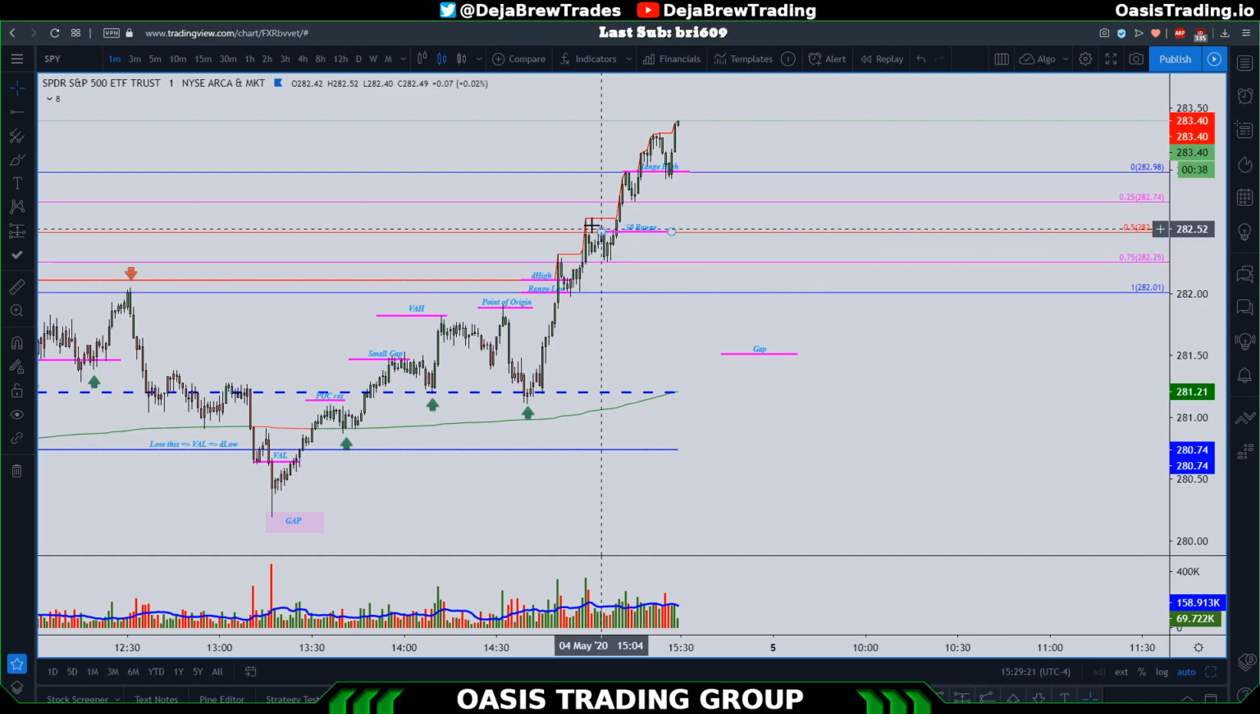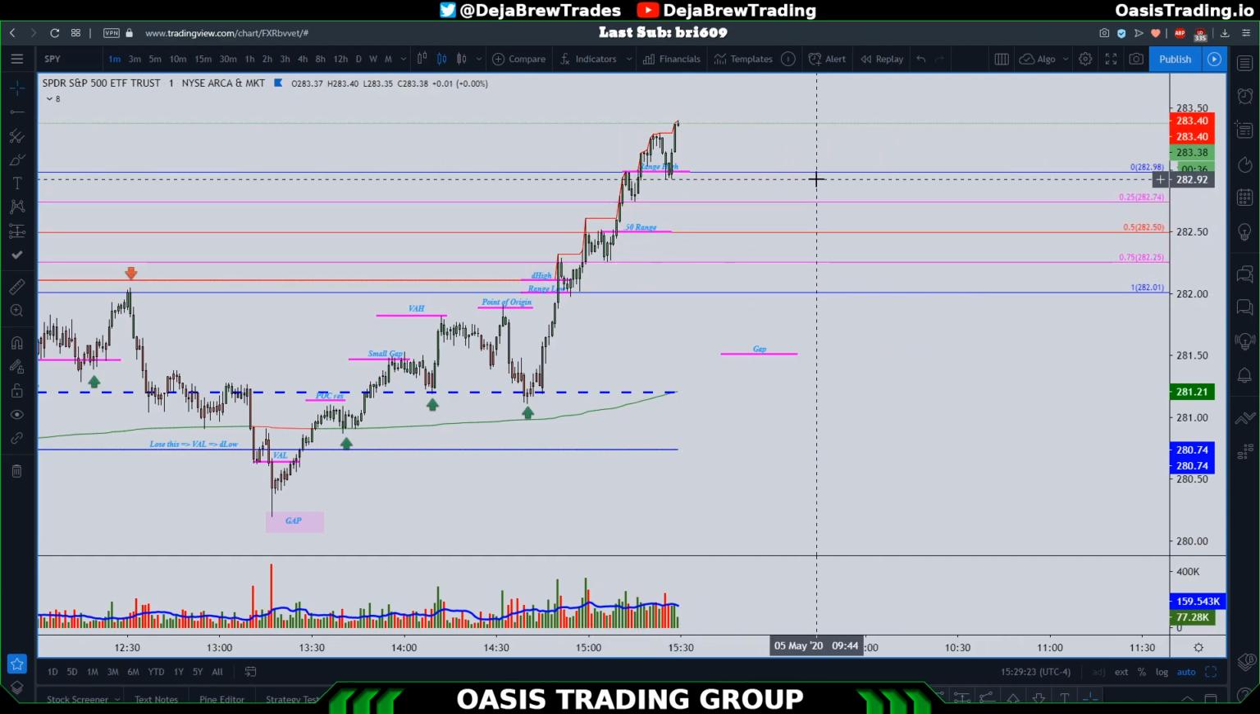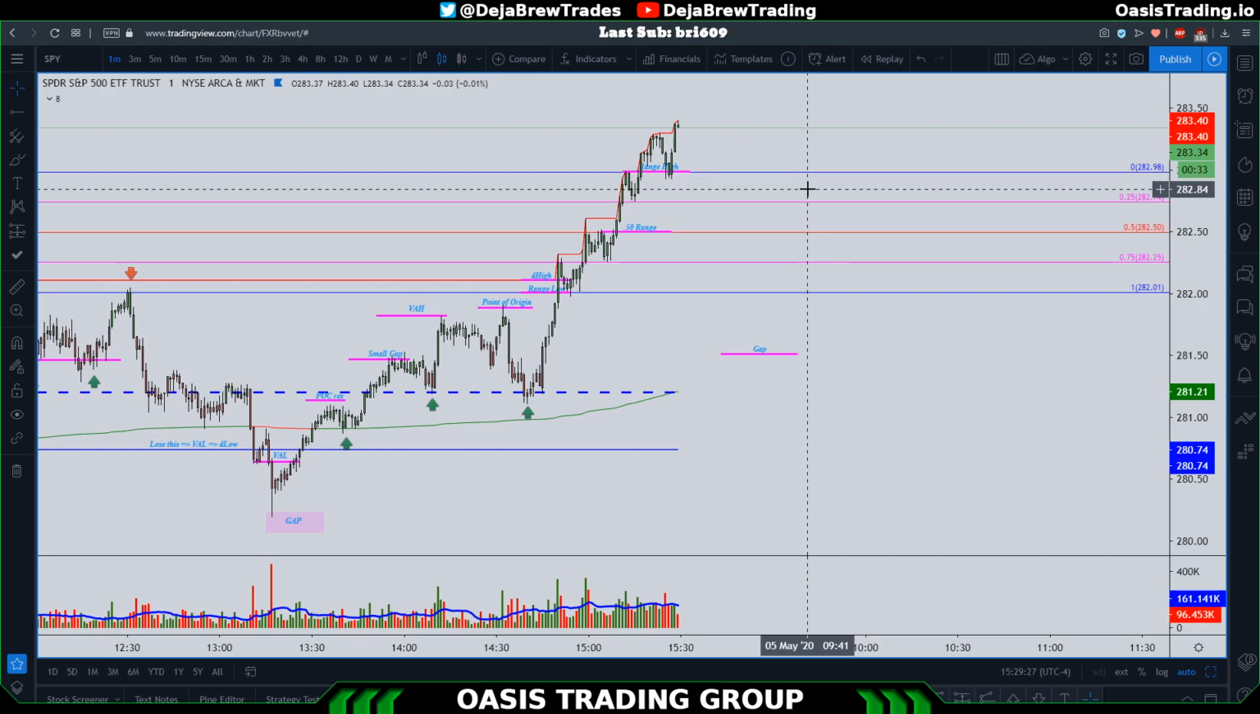So we're still breaking out. This red line here is the daily high. The new indicator here marks out the daily high, the daily open, and the daily low.